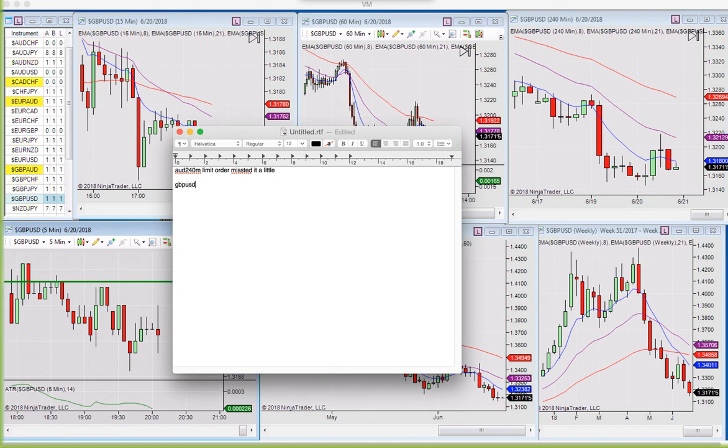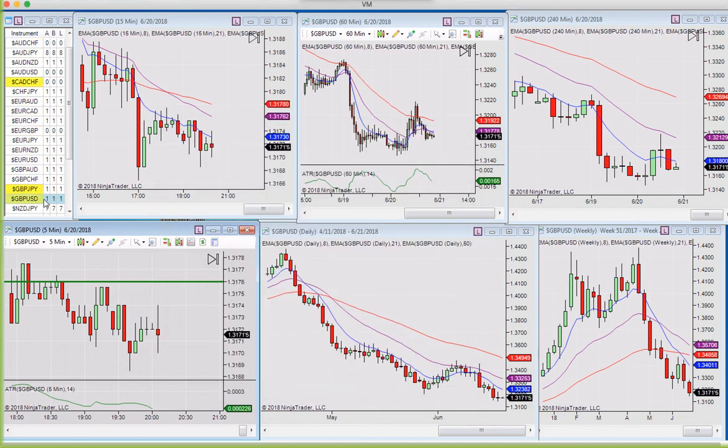So GBP USD failed breakout. Not perfect. It's sort of a B minus trade. Like, you could take that, but personally I'd be skipping.